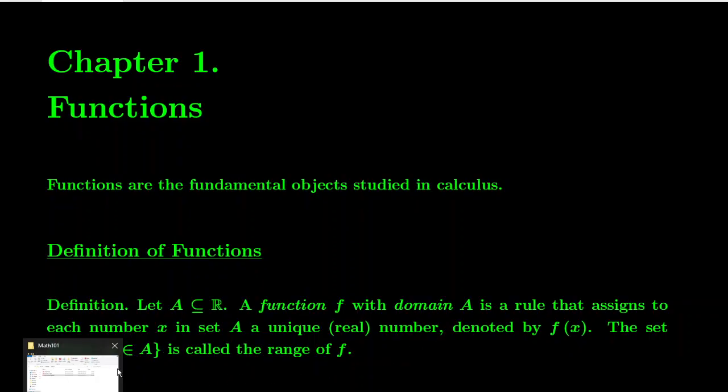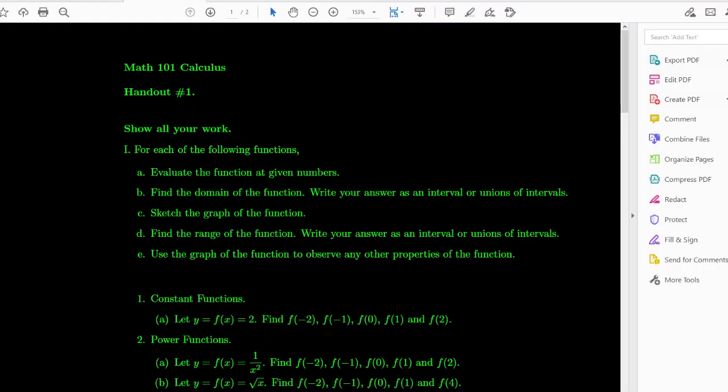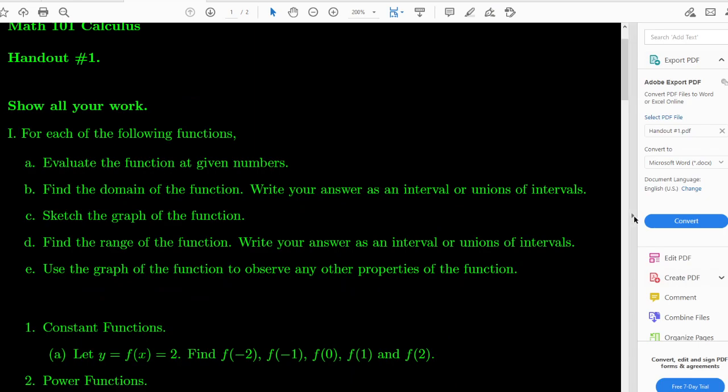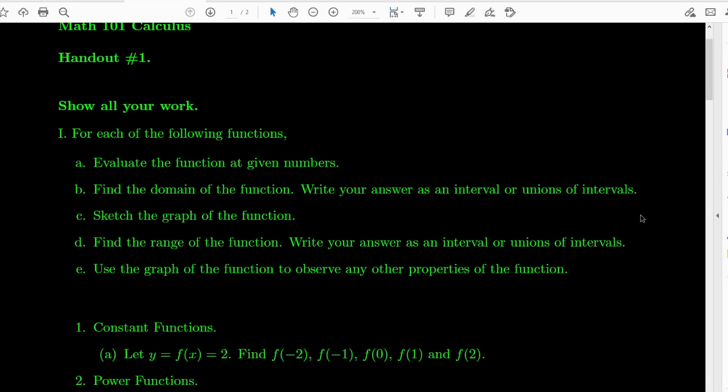Okay, I want you to open your handout. Handout number one, please. We're on the journey to study these functions now. For all the functions, you see on the top, I have four questions: evaluate the function, get the domain of the function, graph the function, get the range of the function.